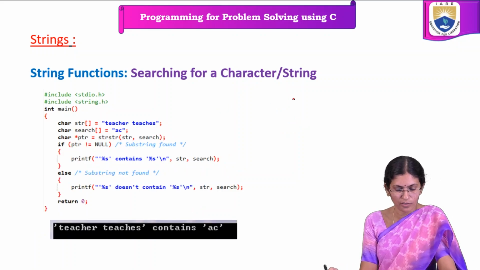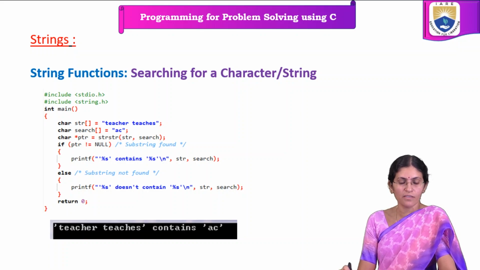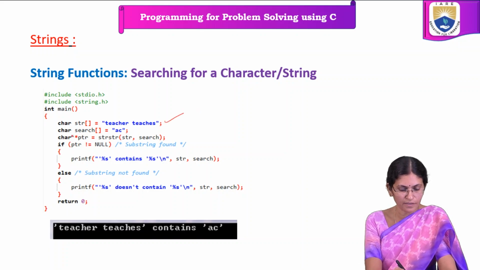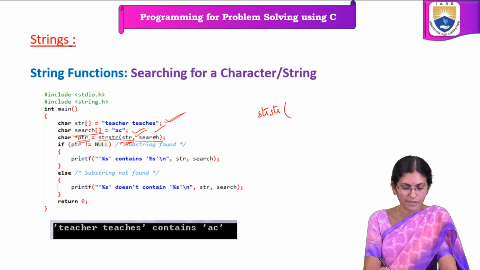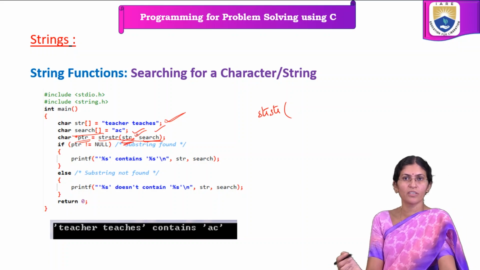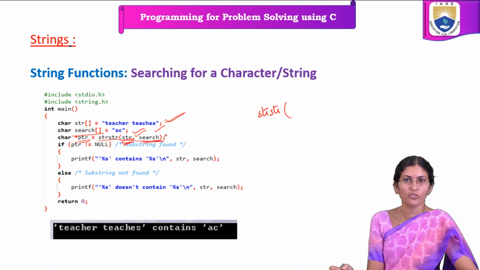Next, search for a character or a string. So this is a program to search for a particular substring in a string. This is a string in which the search is to be carried out, and this is a substring which is to be searched in the string. We have declared a character pointer, and we have applied the function strstr, which takes two arguments. The first one is the string which is to be searched, and the second one is the substring which is to be searched. So str is the string in which the substring is to be found.